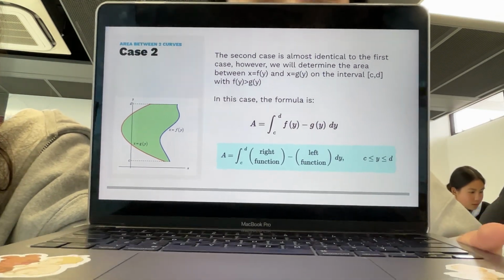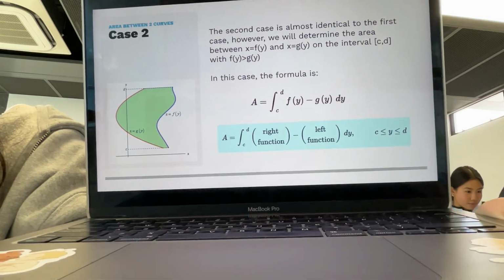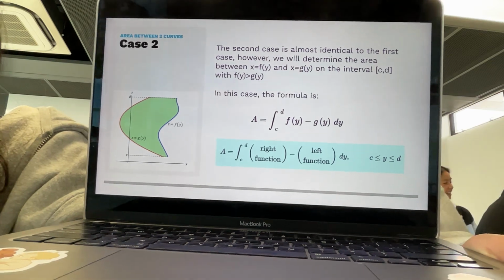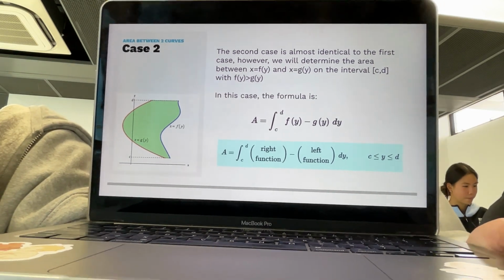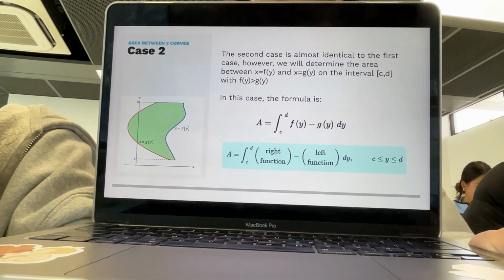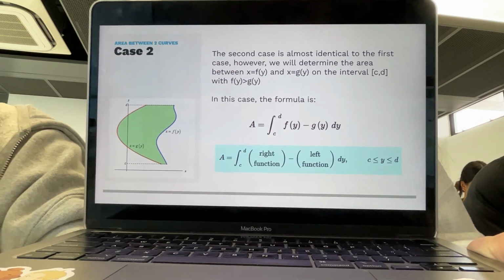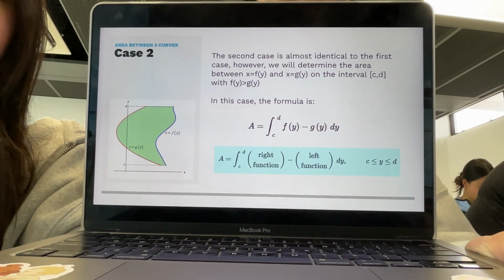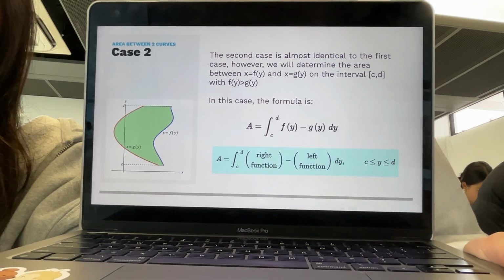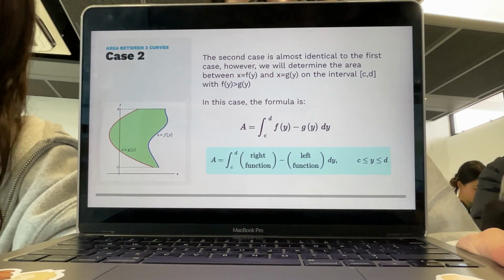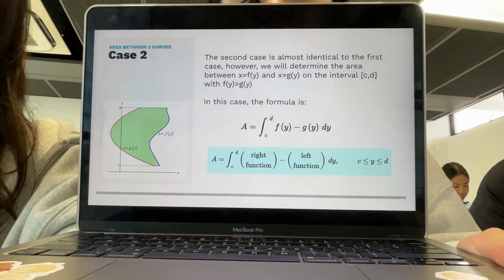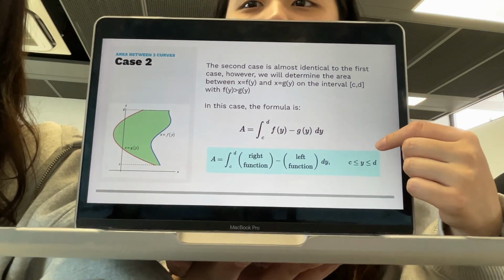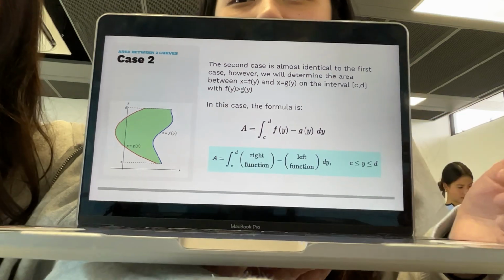What the formula means is the integral of the right-hand side function, which in this case is f(y), subtract the left-hand side function, which in this case is g(y). And it's all in terms of y, just like the volumes of revolution when you did it across the y-axis. That's very important to note. So that is how you calculate the area between x equals f(y) and x equals g(y). Please use this formula whenever you need to conduct this calculation.